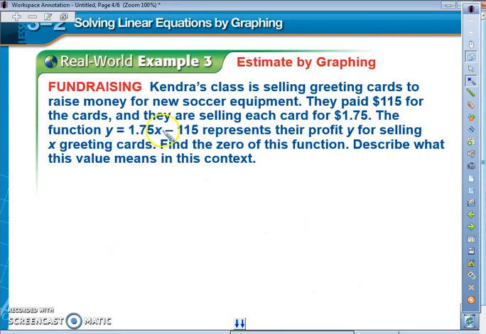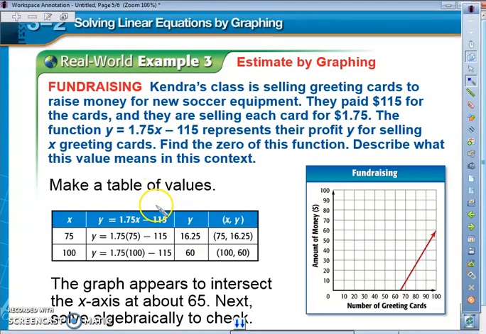Going on. Kendra's class. I had to use this example because that's my wife's name, so there you go. Kendra's class is selling greeting cards to raise money. They paid $115 for the cards, and they're selling them all for $1.75. This is the function. Basically, find the zero and then describe what it means. The first thing we can do is make a table. They picked a 75 and a 100.